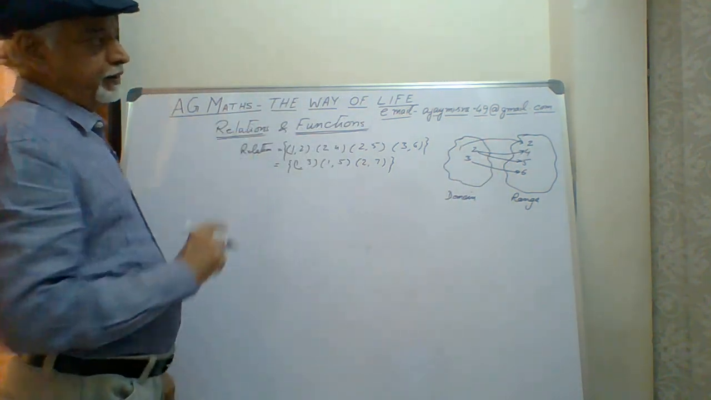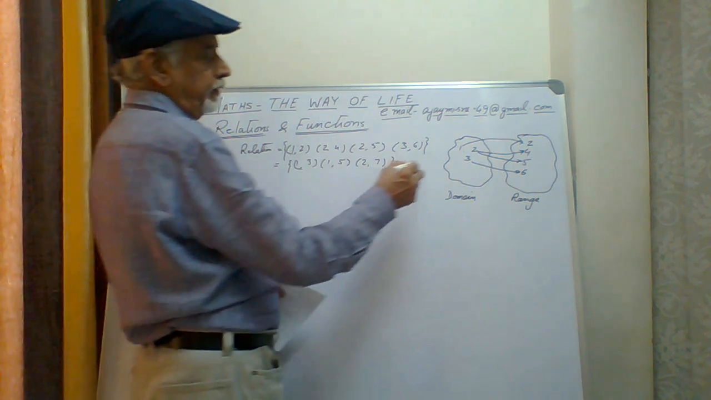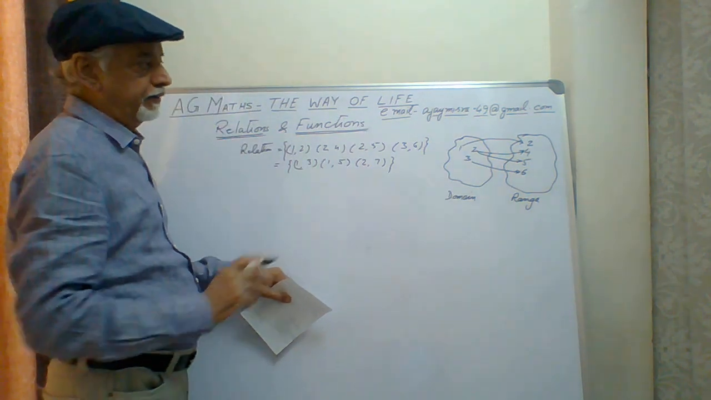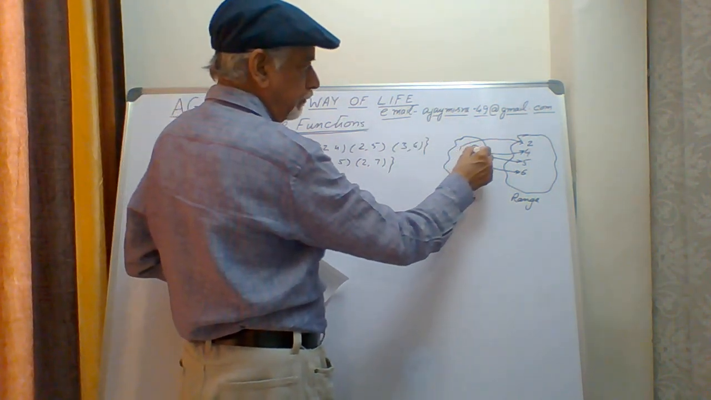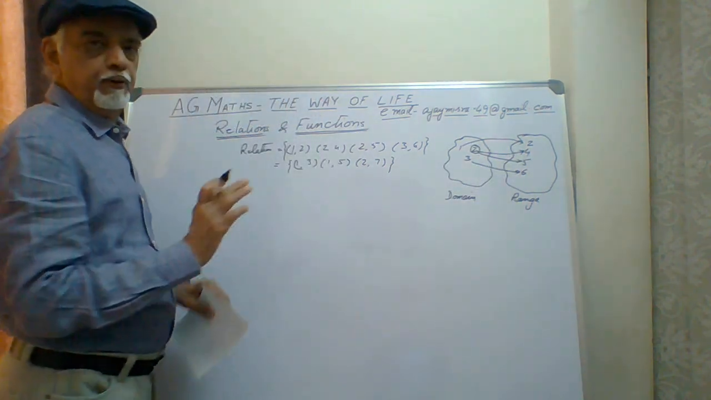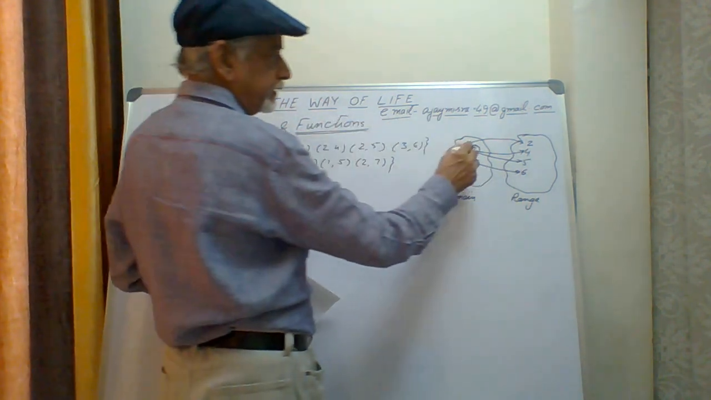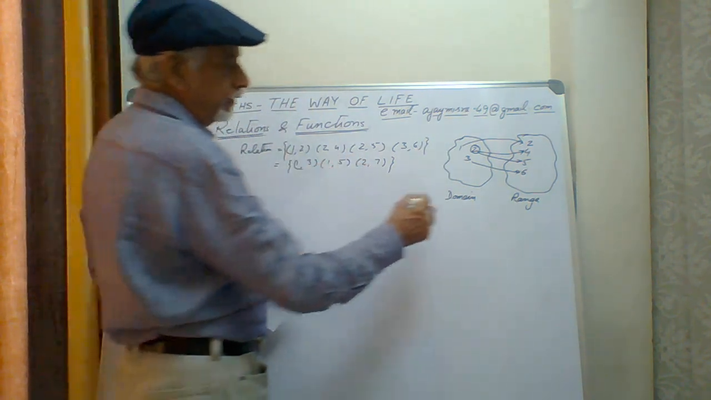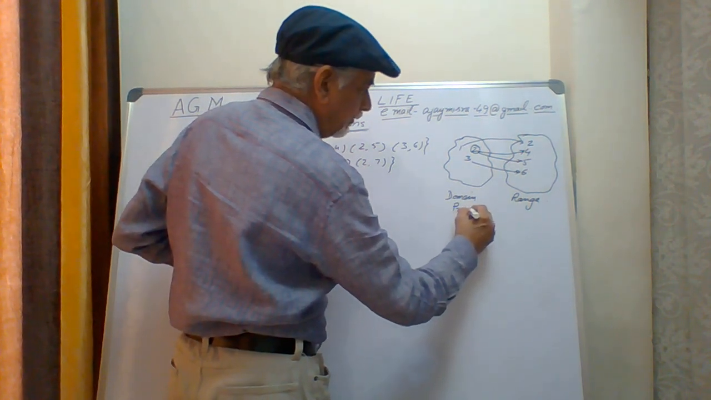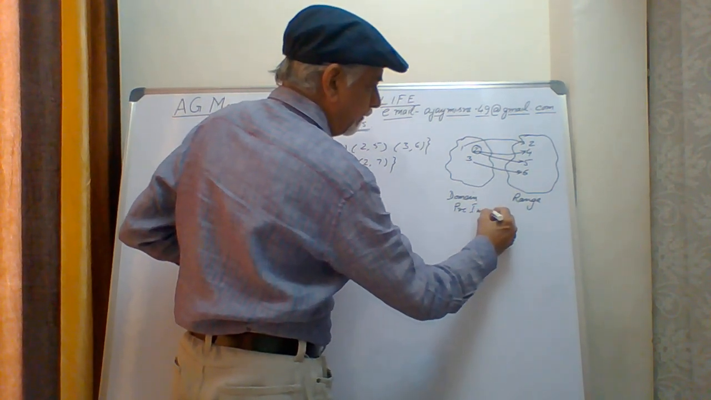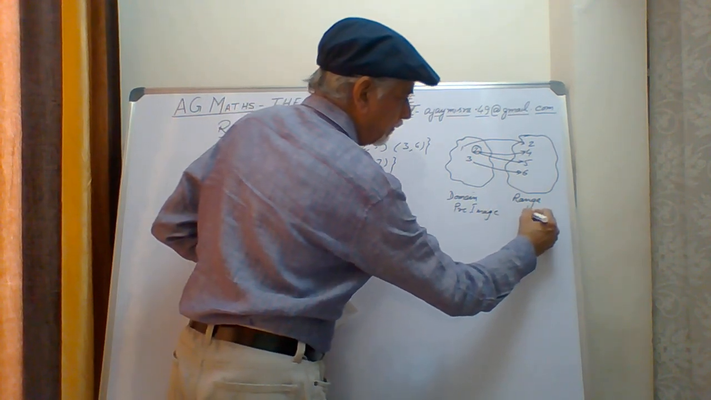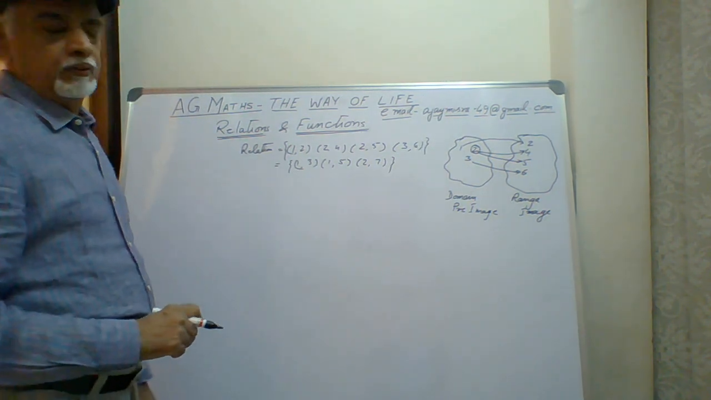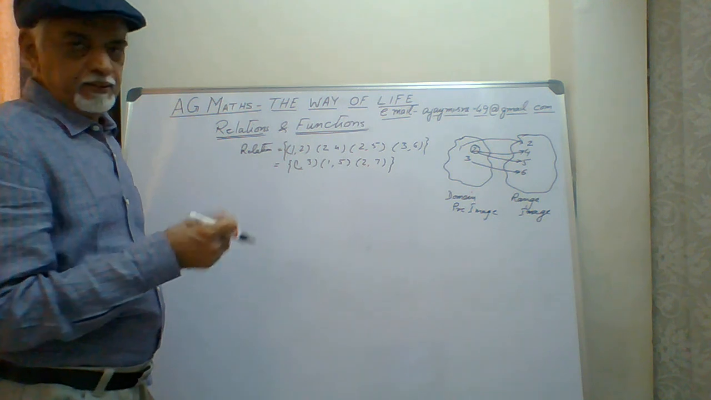Here you see one very special thing: each element in the domain has a range connection, but the element 2 in the domain is related to two of the range values. In such a situation, we say that one object can have two images. This is also called the pre-image. In some books you'll find it is the pre-image, and this is called the image. One pre-image can have two images.